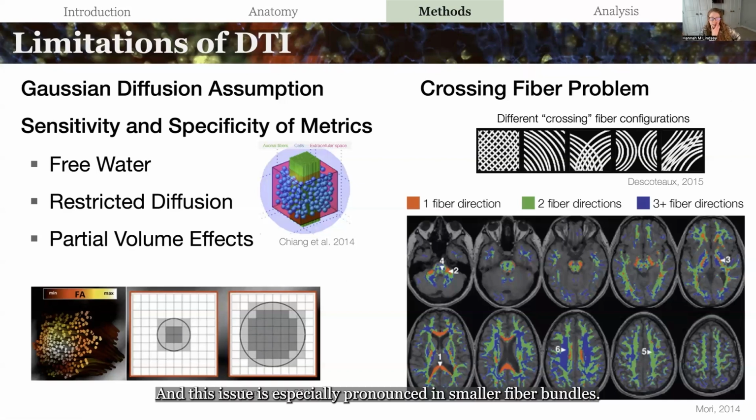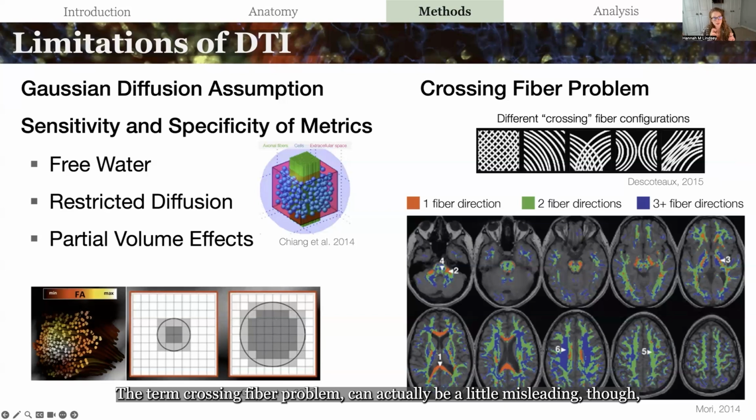And this issue is especially pronounced in smaller fiber bundles, again, as you can see in these images here, where partial volume effects have a greater impact on the average FA compared to larger bundles with more unaffected voxels at the core. All of these issues are further related to probably the most significant limitation of DTI, which is its inability to accurately resolve crossing fibers, which occurs when multiple white matter tracts intersect or run in different directions within a single voxel.